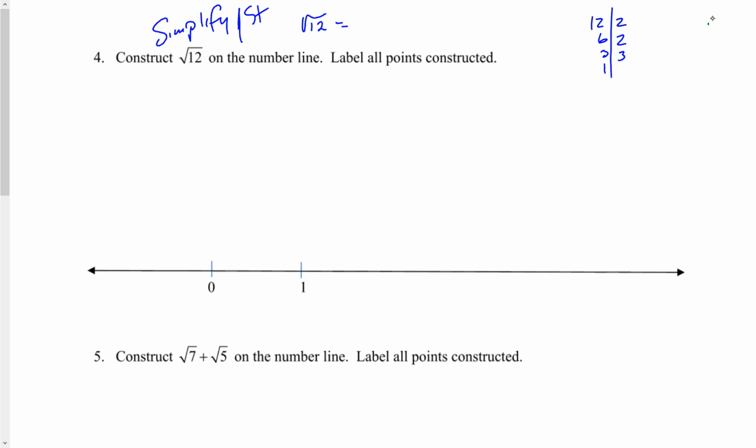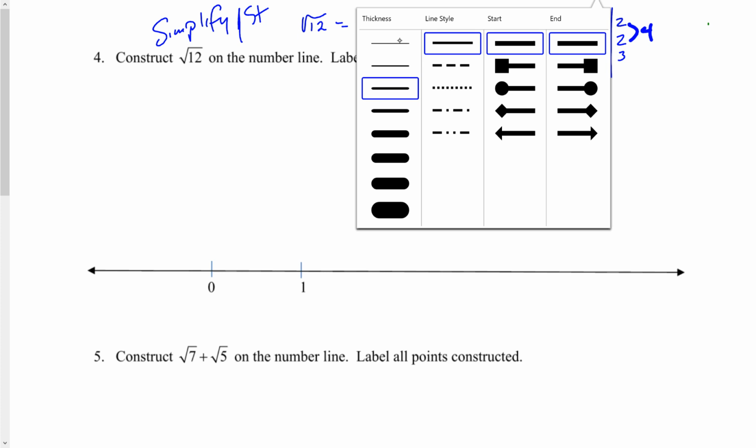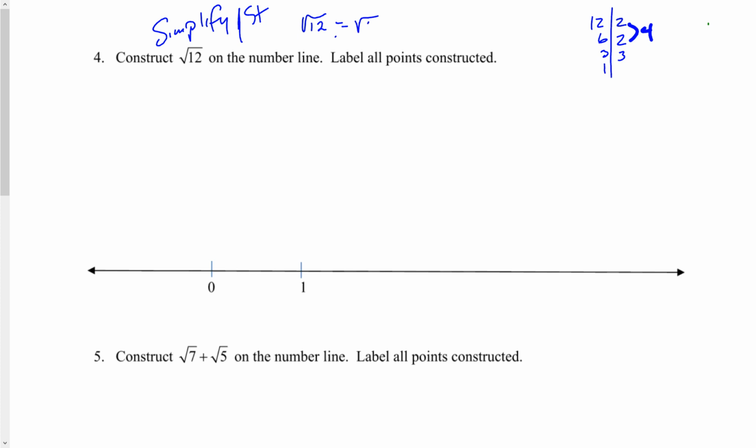That's part of your job right there. But let me just say that when you're constructing root 12, when you factor root 12, obviously 12 is 4 times 3. So root 12 is root 4 times the square root of 3, and that is equal to 2 root 3. So in this one, you need to construct root 3.